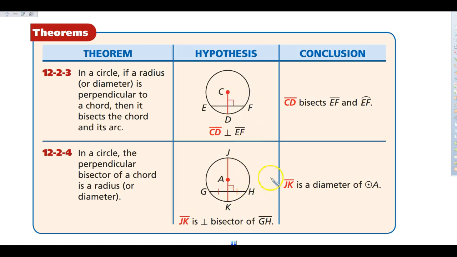Now, this part down here is kind of the converse. If I know that I have a segment JK that is the perpendicular bisector of another chord, then I know that JK is on the diameter, or JK is the diameter. It will go through the center. All right? So they're kind of converses of each other. If I have a radius that's perpendicular, it bisects. If I have a segment that's a perpendicular bisector, then that segment is a diameter, or a radius if you only have part of it. Okay? So just kind of keep that in mind.